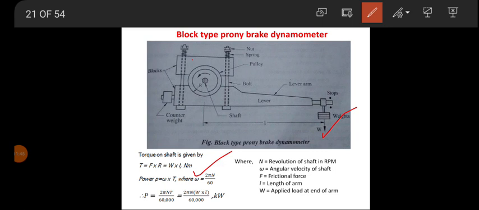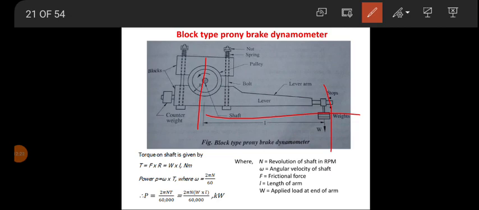These are the notations. After finding the torque, we can easily find the power. P equals 2 pi N T by 60,000 kilowatts, that is 2 pi N T by 60,000, where torque equals W into L. Here W equals the applied load at the end of the arm, and L equals the length of the arm, which is the distance from the center of the shaft to the attached weight.